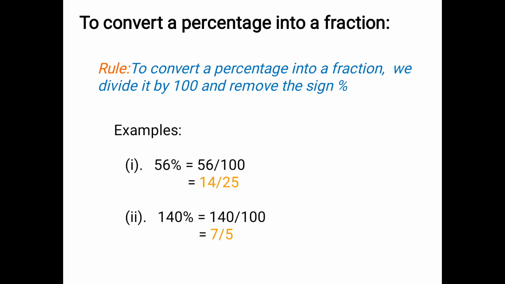So 56 percent means 56 by 100. Then we have to simplify. We will get the answer 14 by 25. So finally we found the answer, that is a fraction. And coming to the next one, 140 percentage is equal to, so we know already from the rule we have to divide by 100. So 140 by 100. If you cancel, the answer will be 7 by 5.